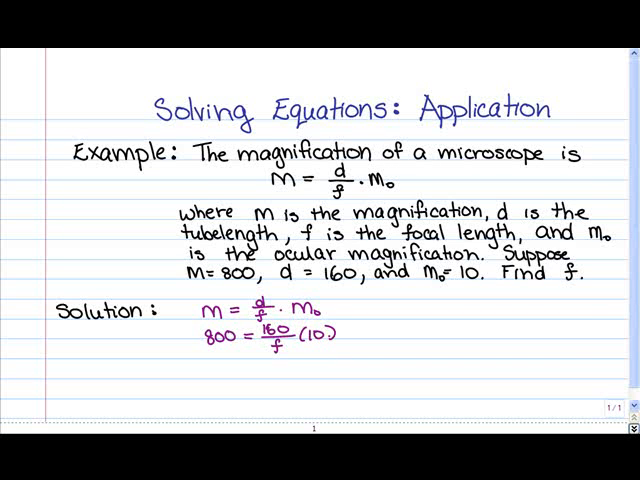If this is getting a bit confusing, let's just show the intermediate steps. So let's first multiply both sides by f. We're going to get 800f equals 160 times 10 on the right. So in other words, 1600. Now, if we divide both sides by 800, we're going to get that f is equal to 1600 divided by 800, or rather 2. So in other words, we find that the focal length for this microscope is going to be 2 in whatever the appropriate units are for this question.